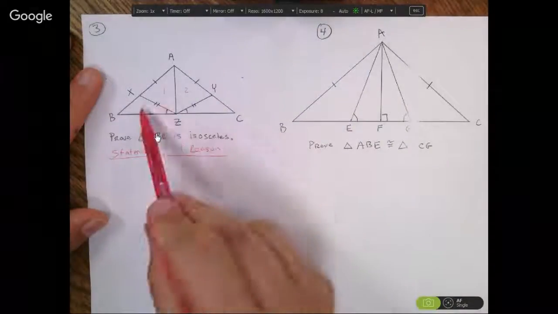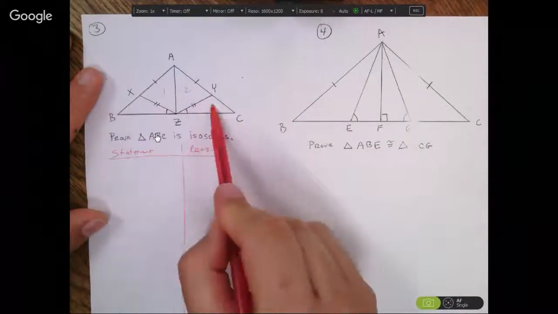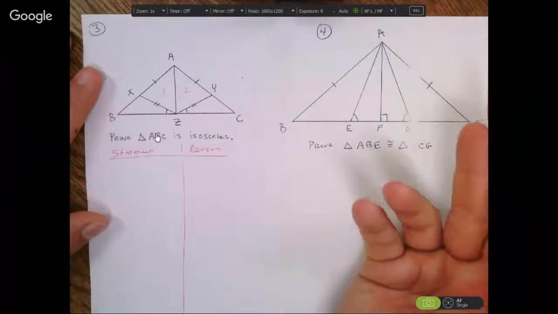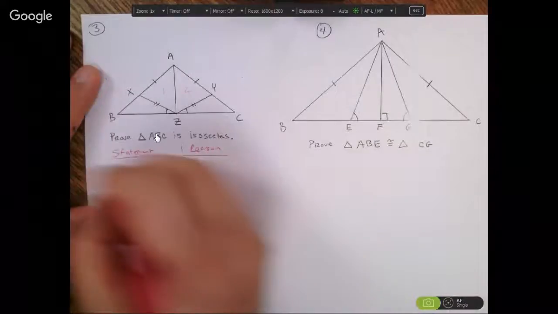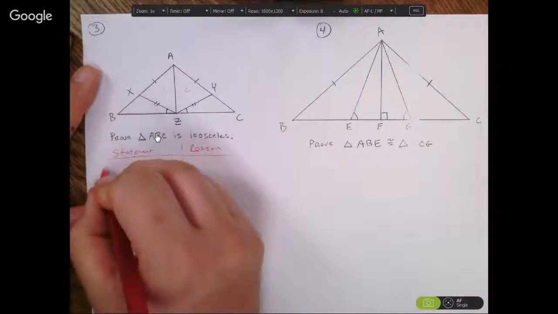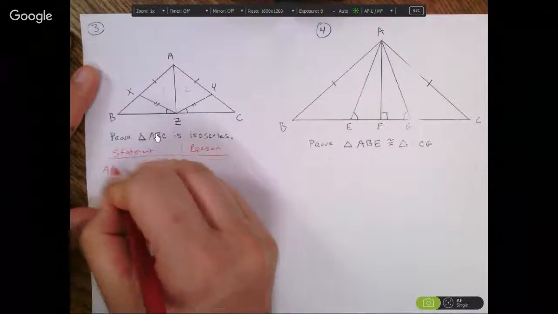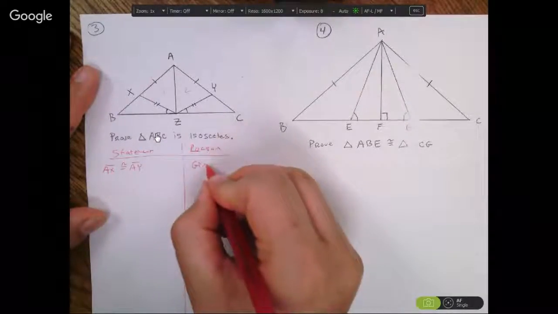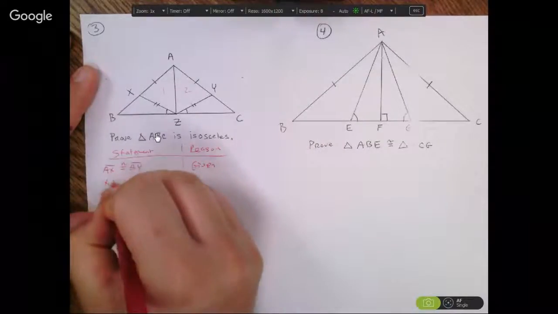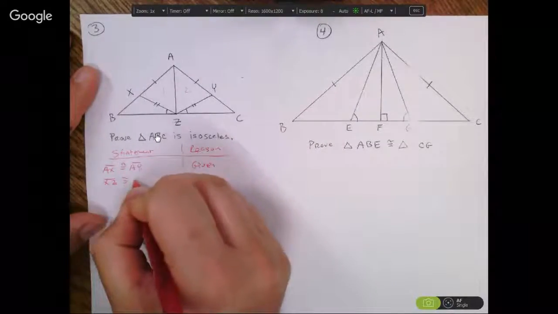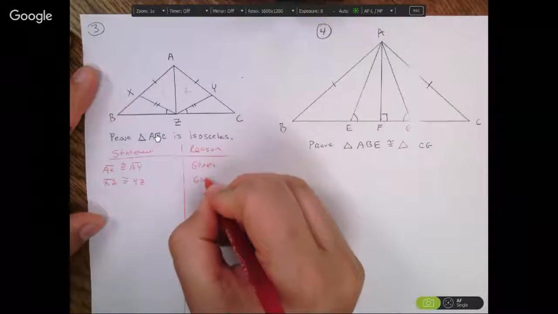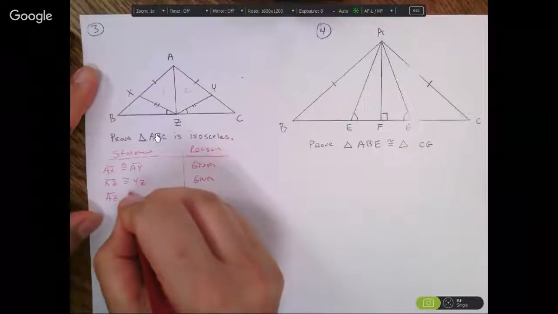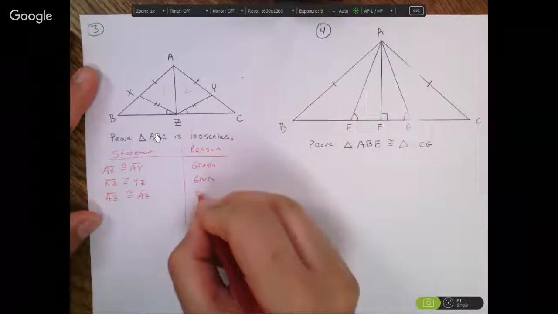I'm super close to proving that this triangle is congruent to that triangle because I have a side and an angle. So if I had just one other part, then I would be good. But I'm going to go ahead and say AX is congruent to AY, and that's given. And then XZ is congruent to YZ, and that's given. And then AZ is congruent to AZ, that's reflexive.